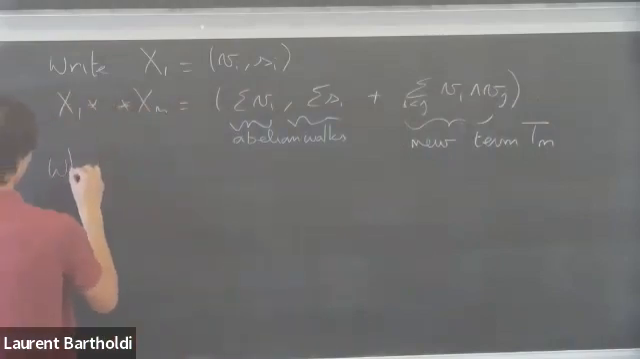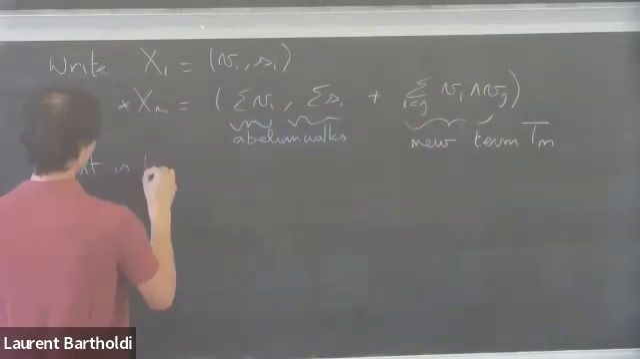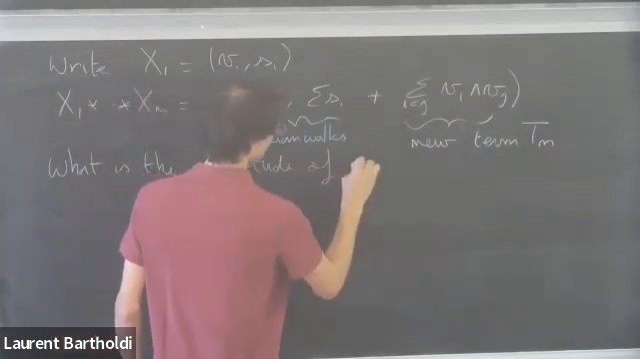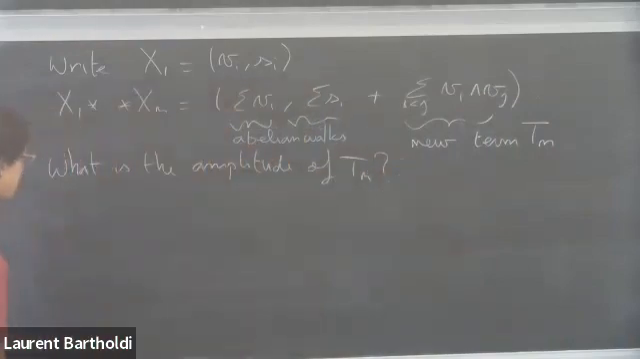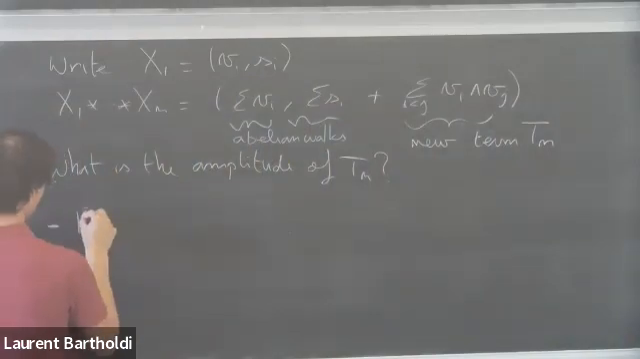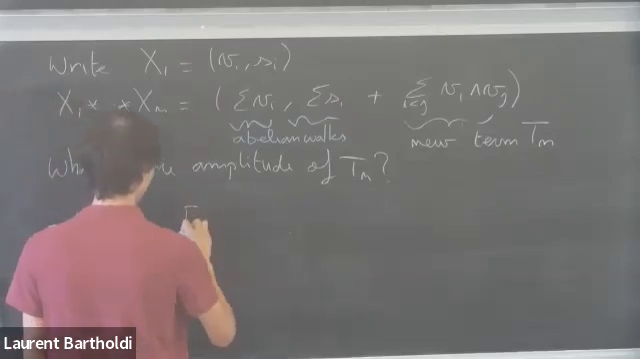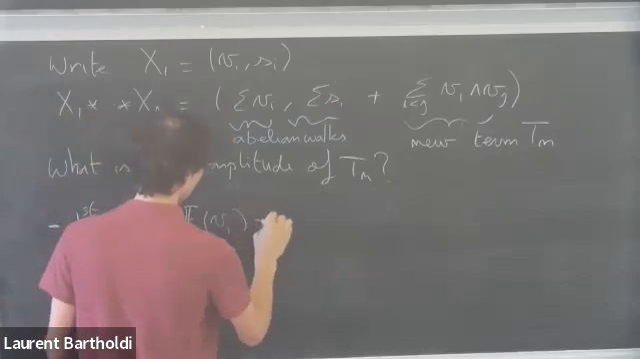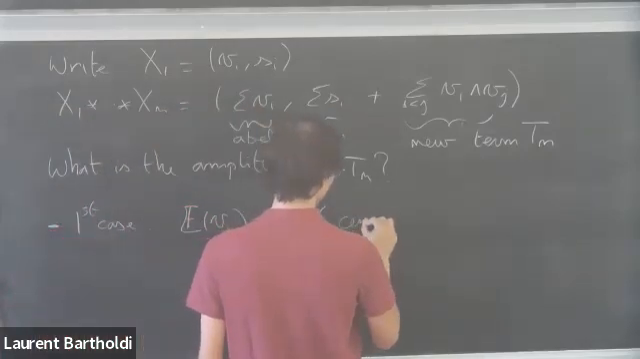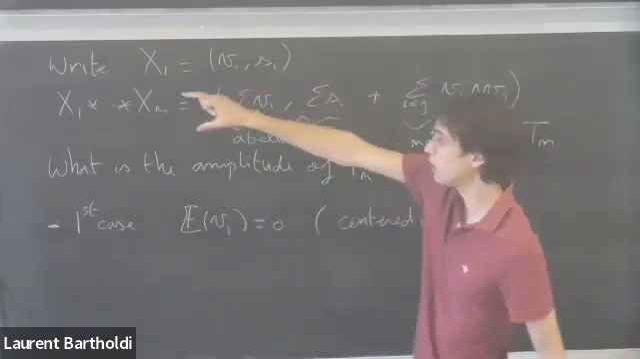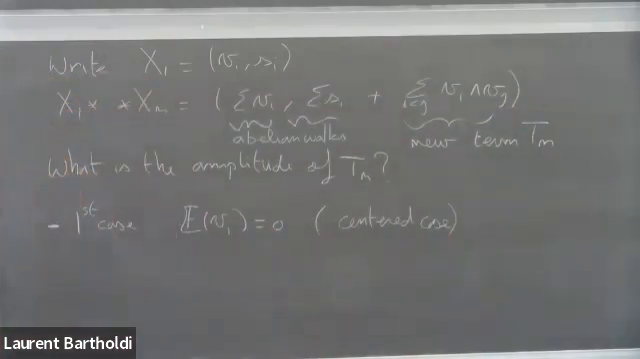So what is the amplitude? Here we have two cases to look at. First case, suppose that the expectation of v_i is equal to 0. So this is the centered case. Another way to say it is that the expectation of mu projected to the abelianization of G is equal to 0.